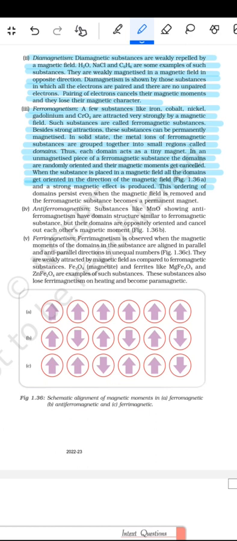This ordering of the domains persists even when the magnetic field is removed and the ferromagnetic substance becomes a permanent magnet. Next, antiferromagnetism. तो कहता है substances like MnO showing antiferromagnetism have domain structure similar to the ferromagnetic substances, but the domains are oppositely oriented and cancel out each other's magnetic moment.